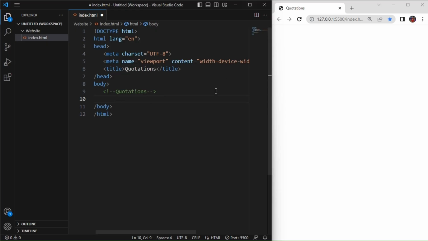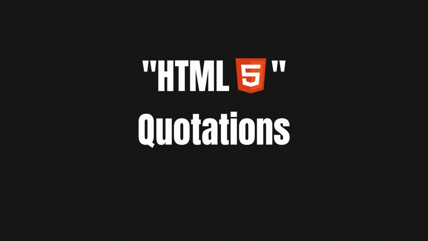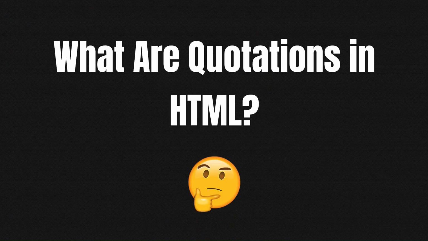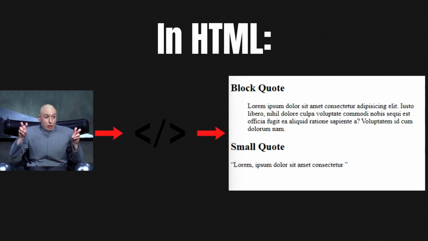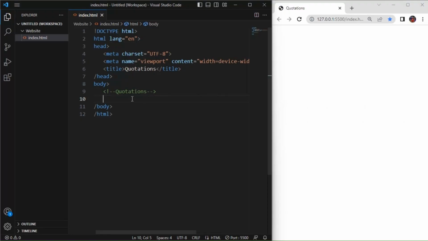Before we start the video, let's talk a little about quotations. What are quotations? In HTML, quotations refer to the tags and attributes that are used to indicate quoted or cited content within the document. So in HTML, we have quite a lot of quotations, so let's go one by one. The first quotation we're gonna learn is the block quote. So let's see how to use it.